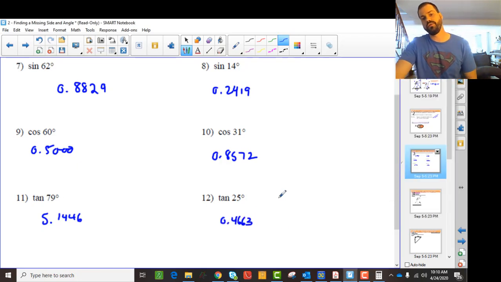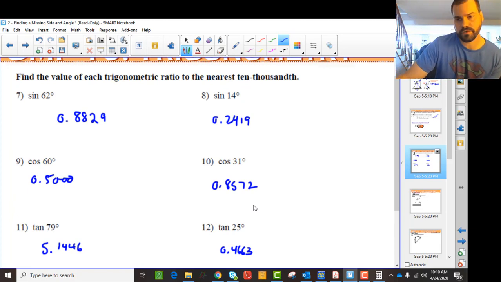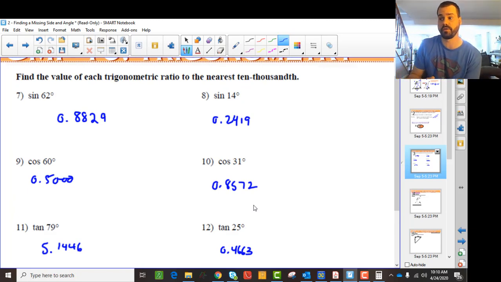So you should be able to get those on your calculator as well. Just make sure you know how to use your calculator, because it's going to become very important as we solve problems, either to find sides or find angles. If you are using your calculator incorrectly, you could get all the wrong answers, even though you're setting the question up properly. So it's really, really important you know how to use your calculator.